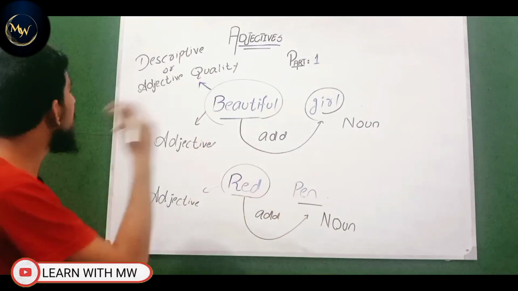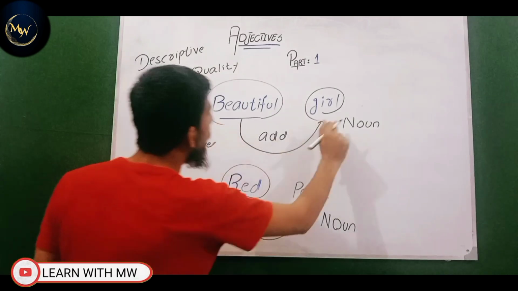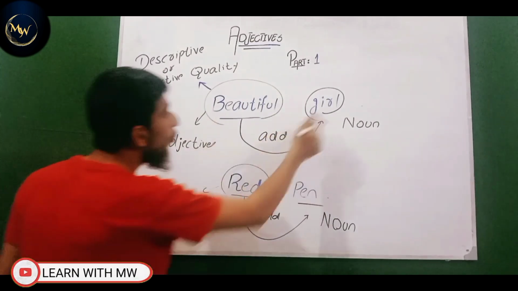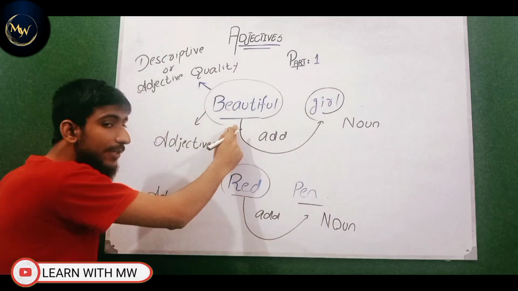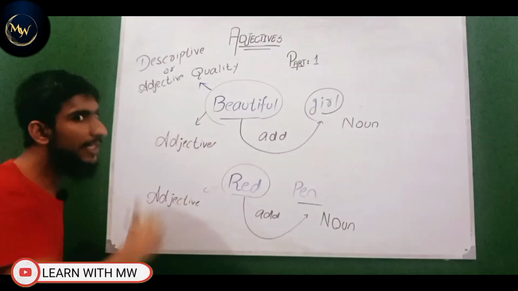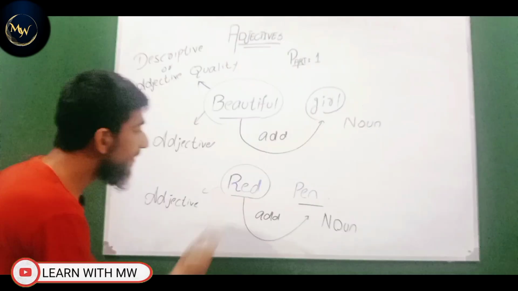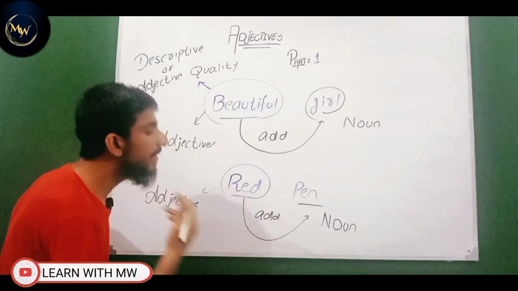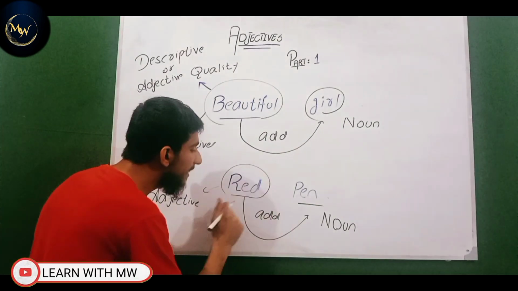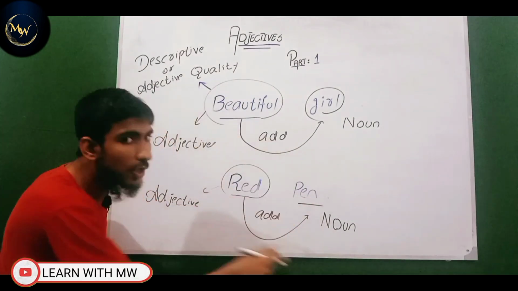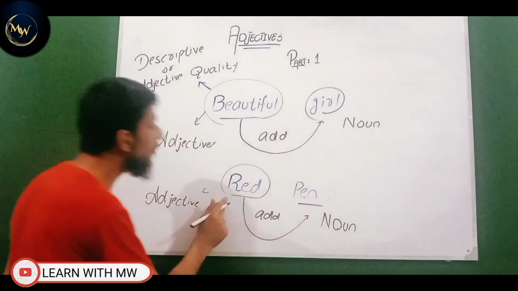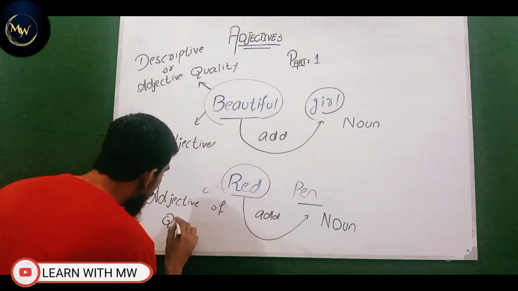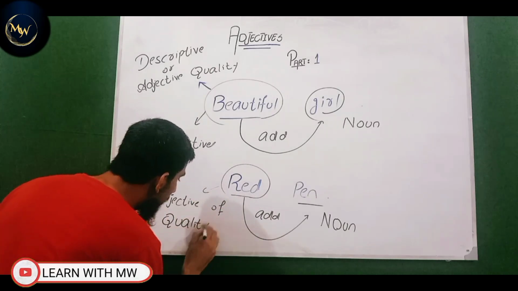Just remember, beautiful adds meaning. What does beautiful do? It describes the girl. It shows the quality of the girl. That's why beautiful is an adjective, but it is a descriptive adjective, also called an adjective of quality. The same is the case with the pen. Pen is a noun. Naming words are called nouns, and red adds meaning, and it shows the quality, or describes a pen. That's why red is an adjective of quality. Adjective of quality is also called descriptive adjective.